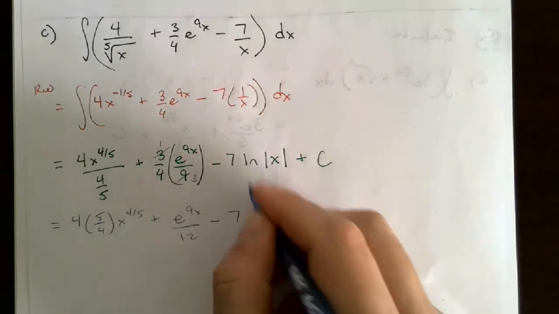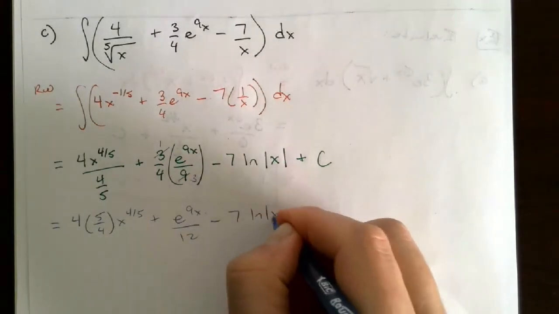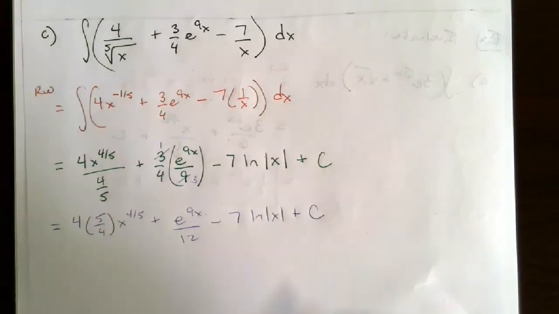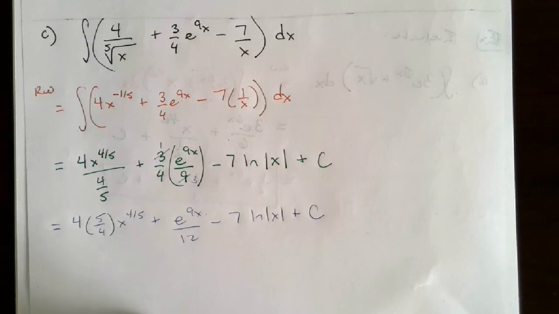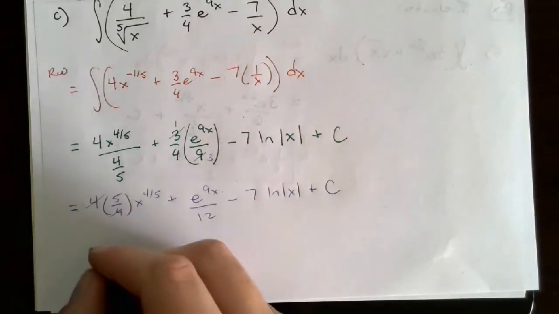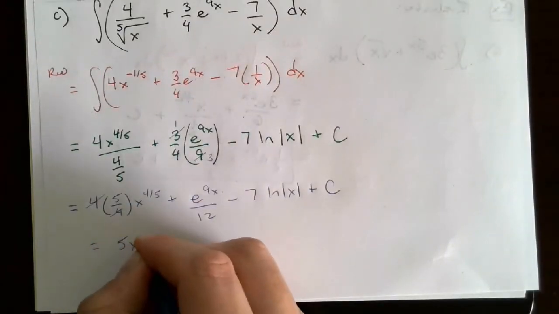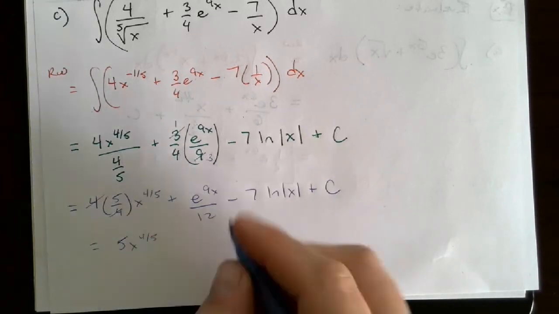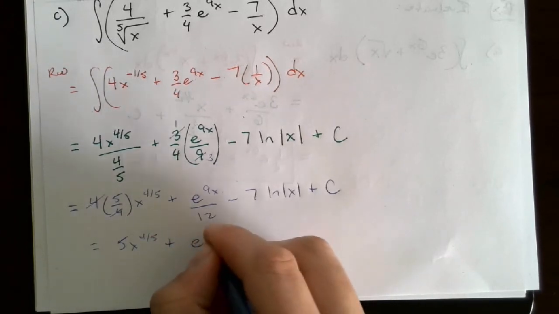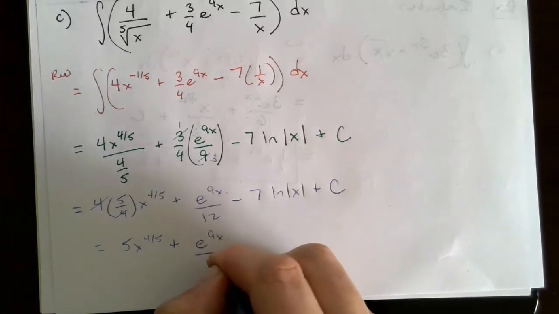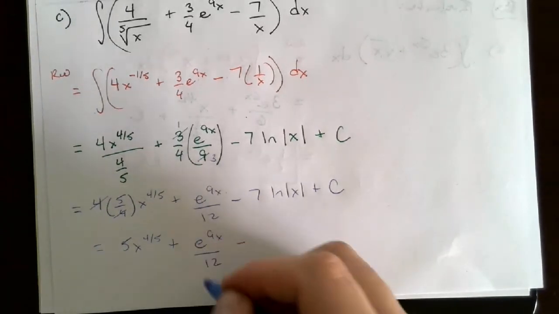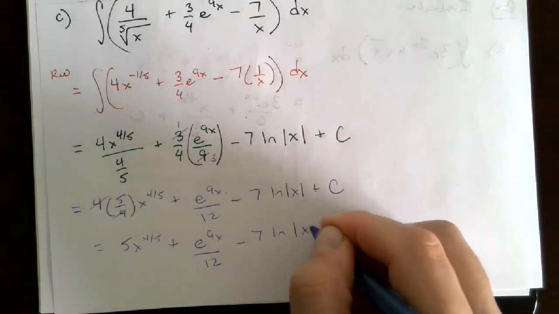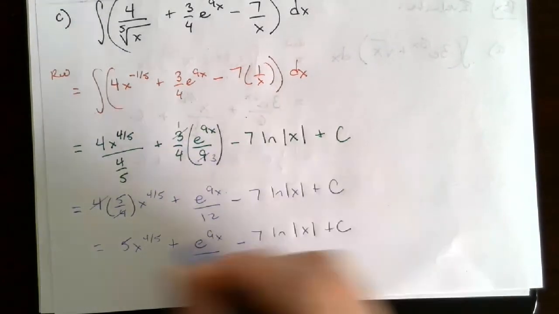Minus 7 ln x, or ln absolute value of x. Keep it like that. Make sure you have absolute value bars on that. Plus c. And then just simplifying here, these 4's cancel. I end up with 5x to the 4/5. You don't have to write this as a radical. Plus e to the 9x over 12, or you could write that as 1/12 e to the 9x. That means the same thing. Minus 7 natural log absolute value of x plus c.